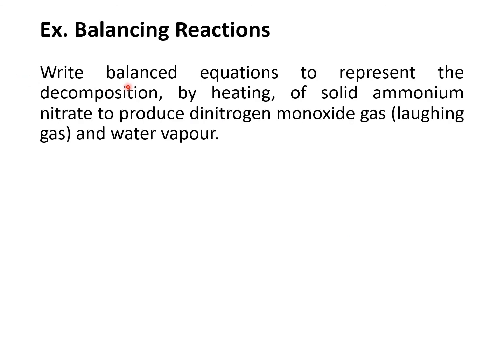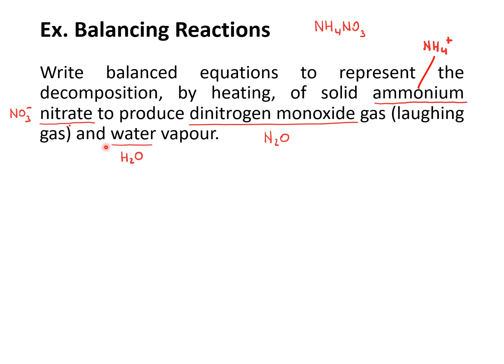Here we're asked to write the balanced chemical reaction resulting from the decomposition of solid ammonium nitrate, which produces dinitrogen monoxide and water vapor. Now, here we're given both the reactant and the products. However, in order to solve the problem, we're going to need the chemical formulas of these. So you might remember that ammonium has the formula NH4+, and nitrate has the chemical formula NO3-. Putting these together gives us the chemical formula for ammonium nitrate, which is NH4NO3. Dinitrogen monoxide has the chemical formula N2O, and water you should know, has the chemical formula H2O.